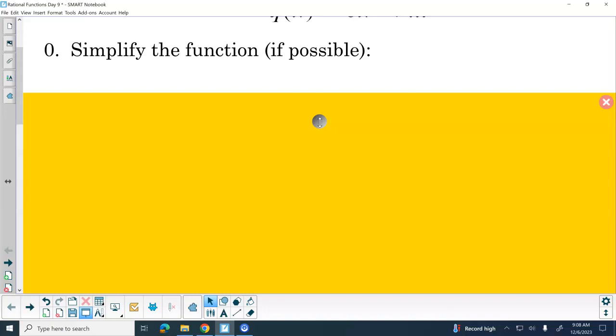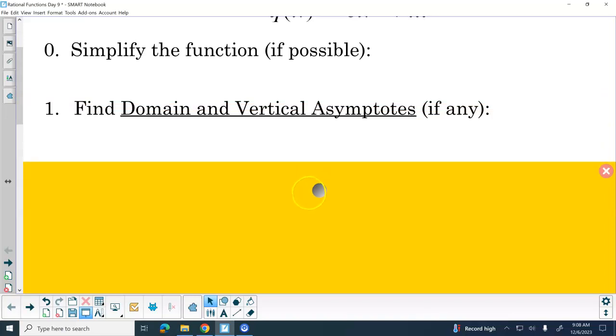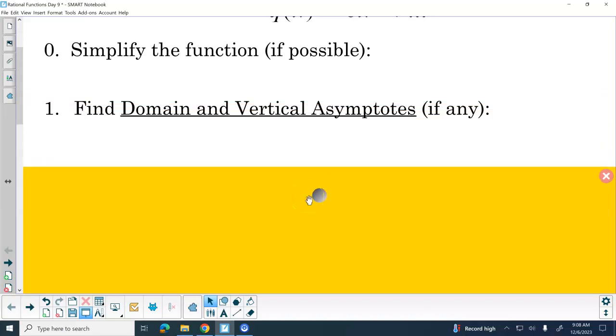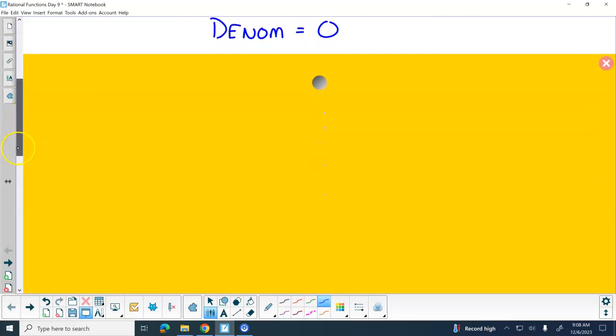Step 1. Domain and vertical asymptotes. How do we go about finding domain and vertical asymptotes? Denominator equals 0. We set our denominator equal to 0. That gives us our restrictions in the domain. That gives us our vertical asymptotes on the graph.